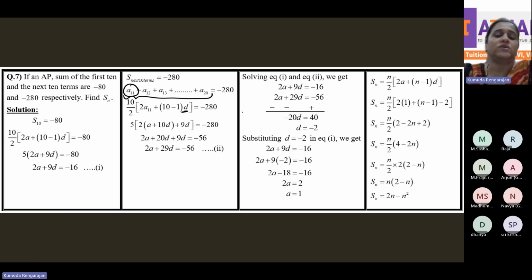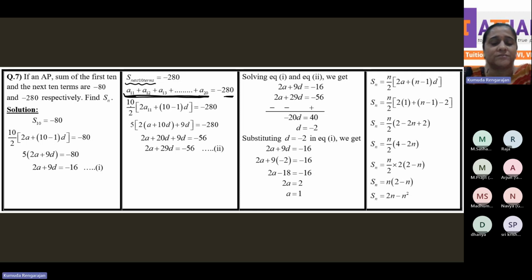So d is equal to minus 280. This is the alternate way of working. The sum of the next 10 terms, meaning the sum of the terms from the 11th to the 20th term, is minus 280. If you want to use a formula, n by 2, from here to here there are only 10 terms, not 20 terms. This is the sum of the next 10 terms.